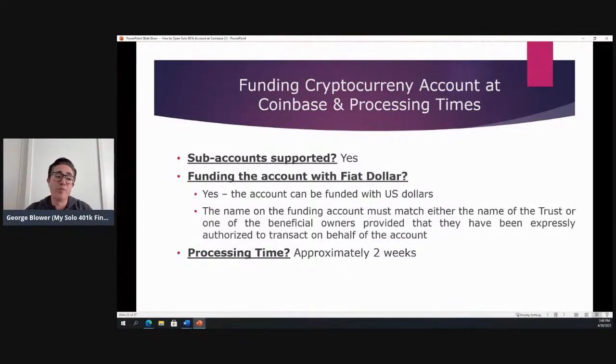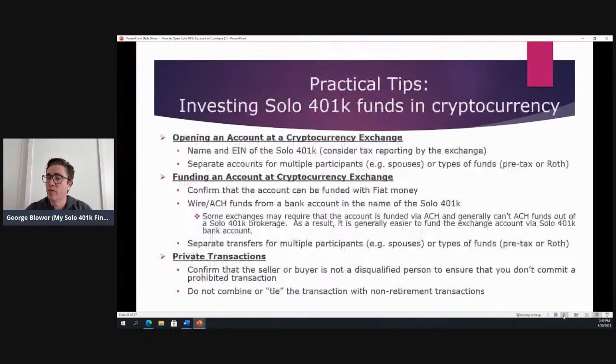The processing time is typically two weeks historically. Currently, at the time of this recording, the processing time has definitely gone up just because of the tremendous interest in cryptocurrency. So you'll definitely want to give yourself plenty of time to get that account set up, knowing that those processing times have gone up. The expectation, of course, is that they will be able to work through that uptick and bring the processing time back down to what it previously was. So please, again, don't hesitate to ask questions.